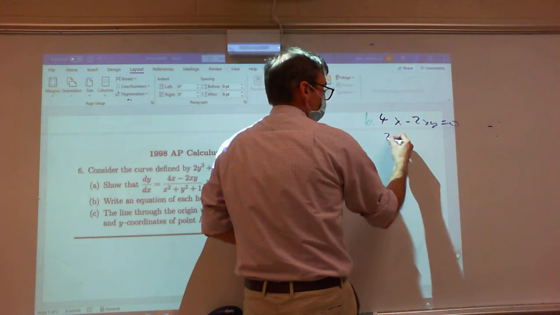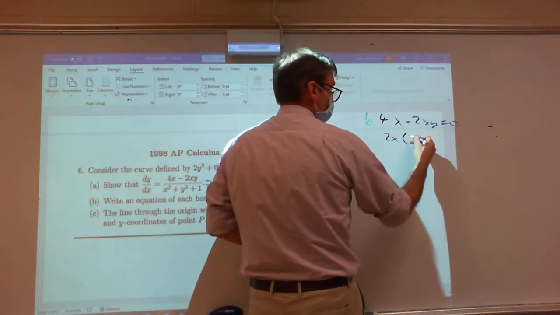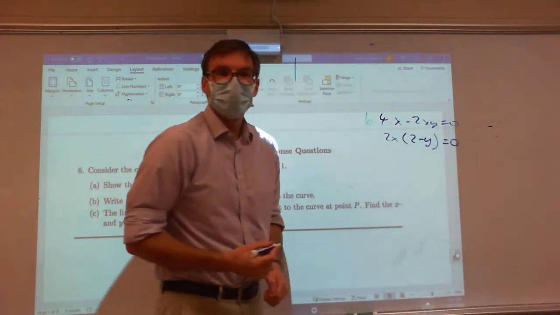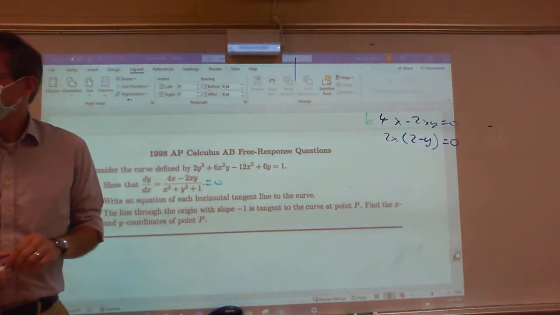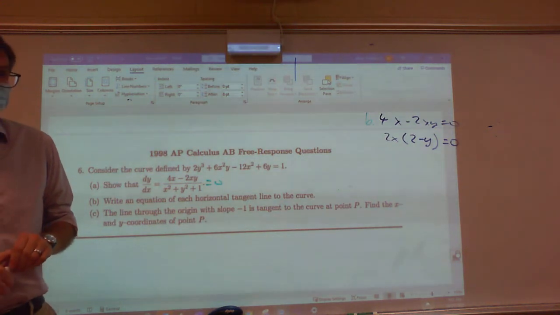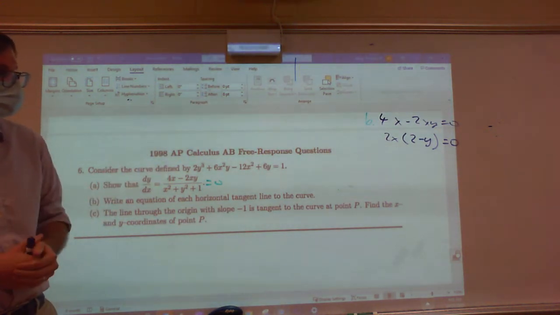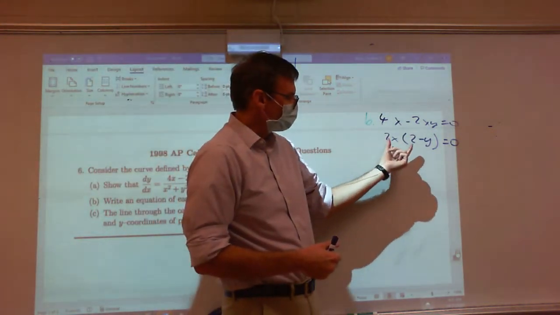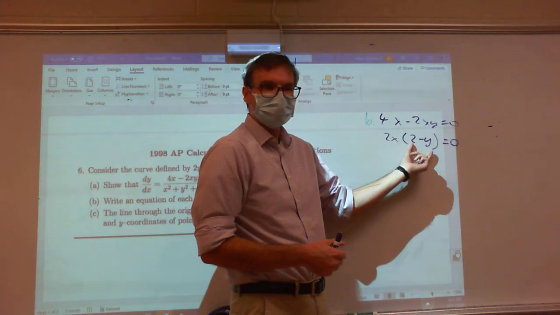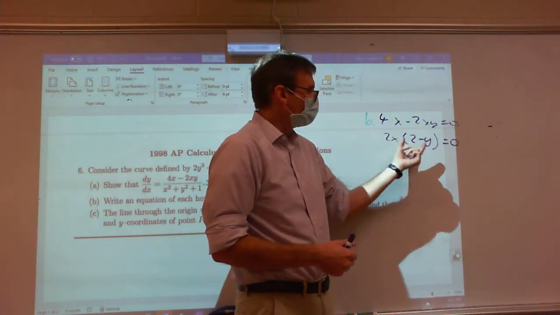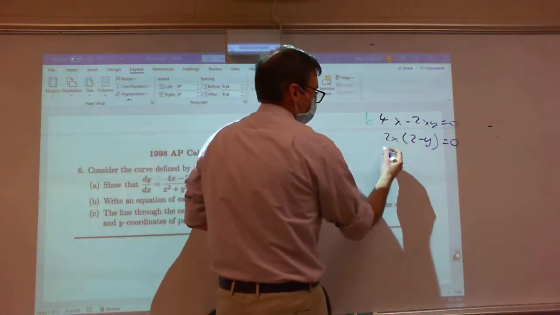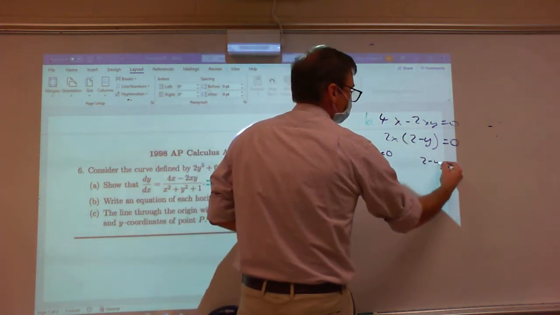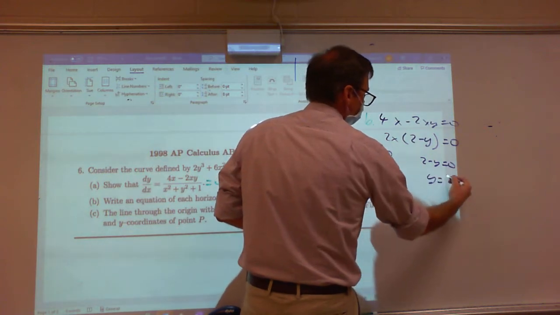When I factor this, I'm going to factor a 2x out, so that gives me 2 minus y equal to 0. So I get 2x times (2 minus y) equals 0. The logic is that I want this to be 0 and I want this to be 0. If 2x equals 0, then x is 0. And if 2 minus y equals 0, then y is equal to 2.